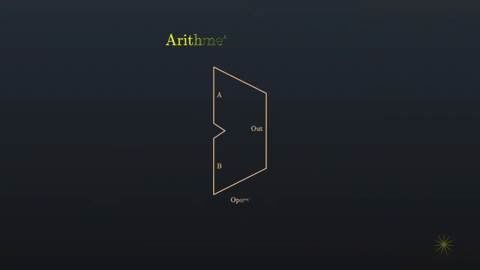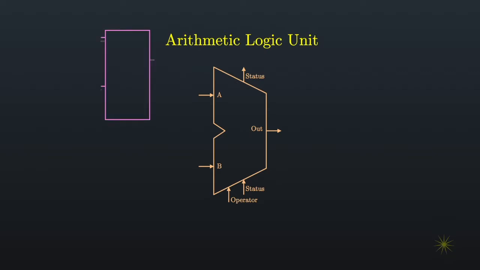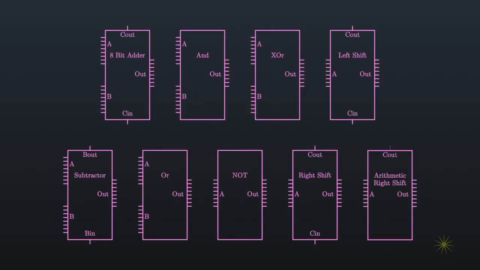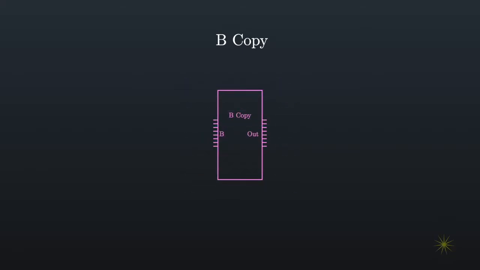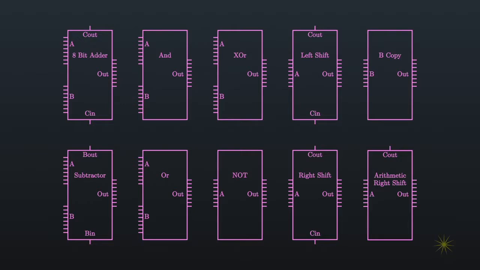For our computer, let's start with the Arithmetic Logic Unit. For our second video, we had constructed the parts of our Arithmetic Logic Unit by building the parts for addition, subtraction, binary logic, and shift operations. Now we need a way to pick one of these operations at a time. While we're at it, we'll add this element to copy the contents of the B input of the Arithmetic Logic Unit to the output. Why we'll need this will become clear later.